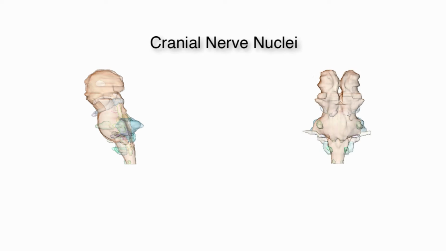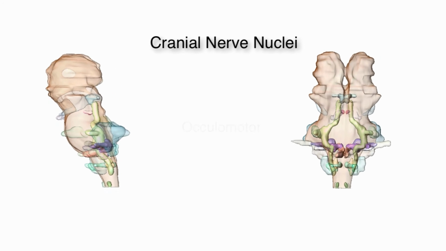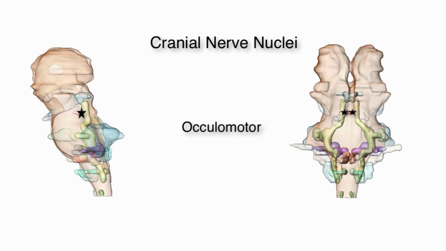Cranial nerve 3, the oculomotor nerve, 4, the trochlear nerve, and 6, the abducens nerve, function to control the muscles of eye movement. Cranial nerve 8, the vestibulocochlear nerve, relays information from the organs of hearing and balance.